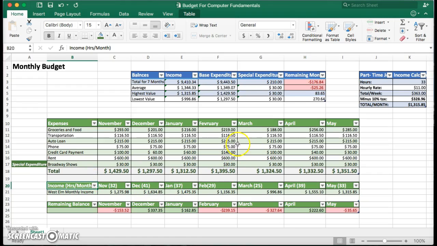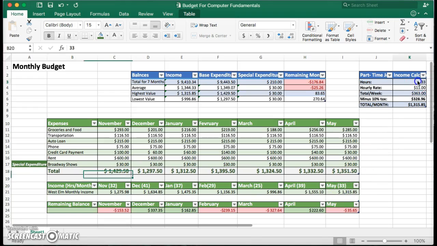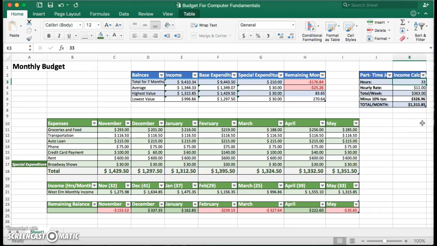So, in May, I worked a total of 33 hours. So I implemented that number and it produced a value of $1,315.85. But let's say I wanted to calculate the month of April. I worked 39 hours. So implementing 39 hours produces the amount $1,555.10, shown here.